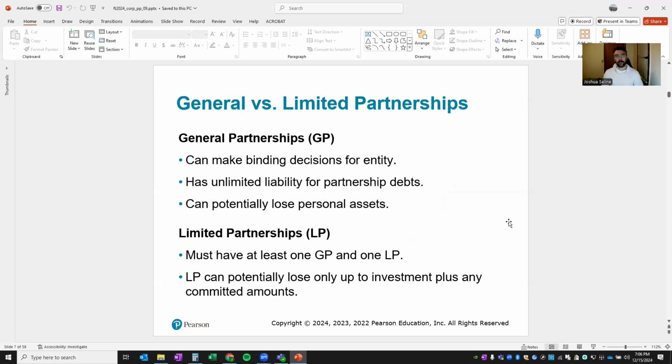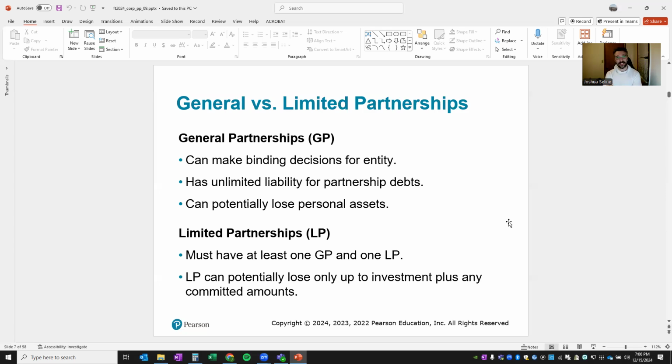Okay, so general versus limited partnerships. We kind of covered this last week, but general partnerships, we can make binding decisions for the entity, has unlimited liability for partnership debts, one of the downsides. Can potentially lose personal assets, another downside. And then limited partnerships, you got to have at least one general partner and a limited partner. And the limited partner can potentially lose only up to the investment plus any committed amounts.